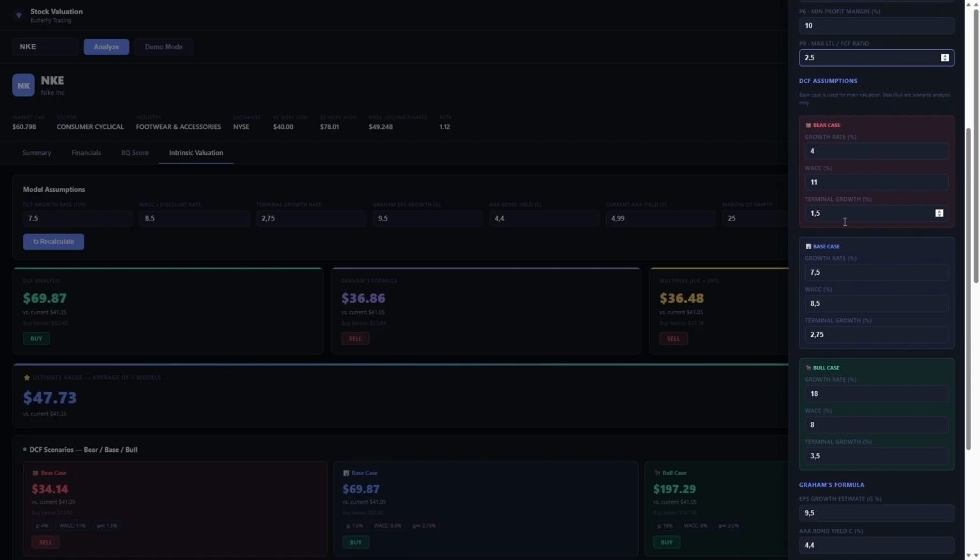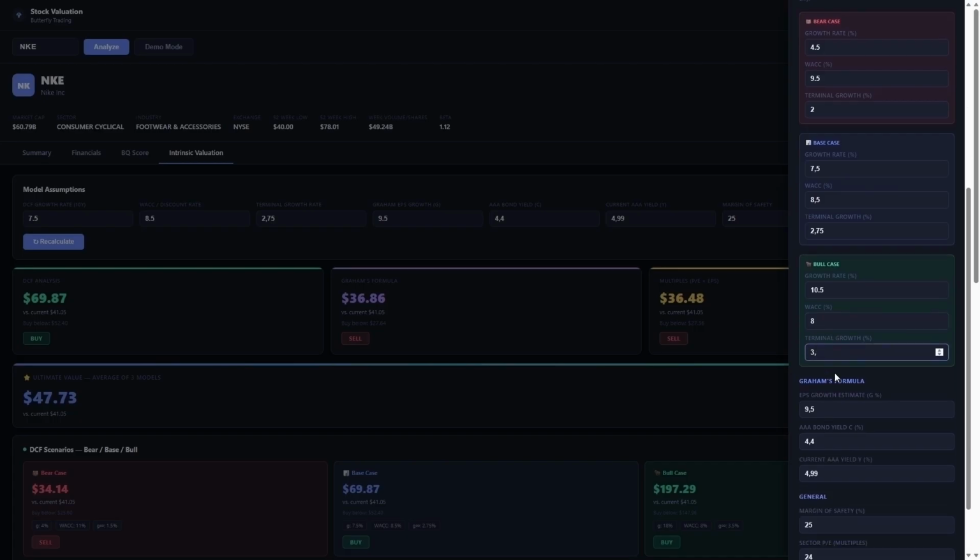Also these you can ask AI or just keep them on the numbers we have here. Again, depending on if you want to keep it industry averaged or more specific for your specific company. Let's say in this case we want to change this to 4.5. Let's say a 9.5, a 2. We keep this on 7.5, 8.5, 2.75. We put this to 10.5 as it's quite a big company, so we need to lower the growth and expectation a little bit. 8 and 3.0.